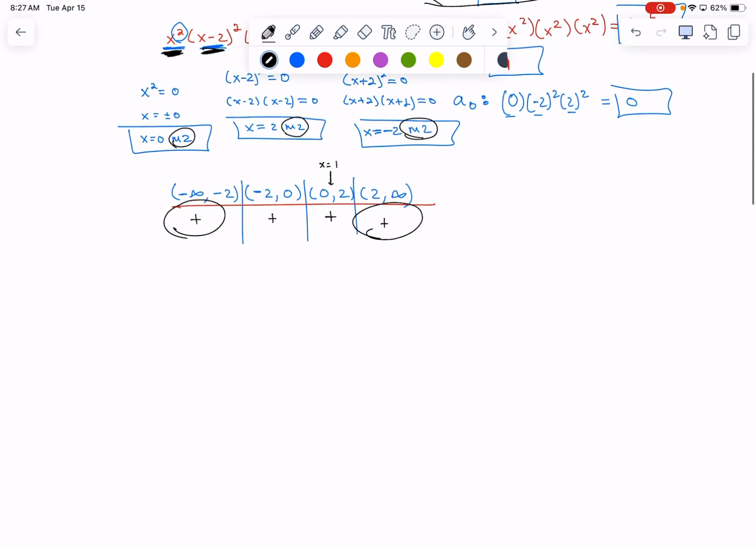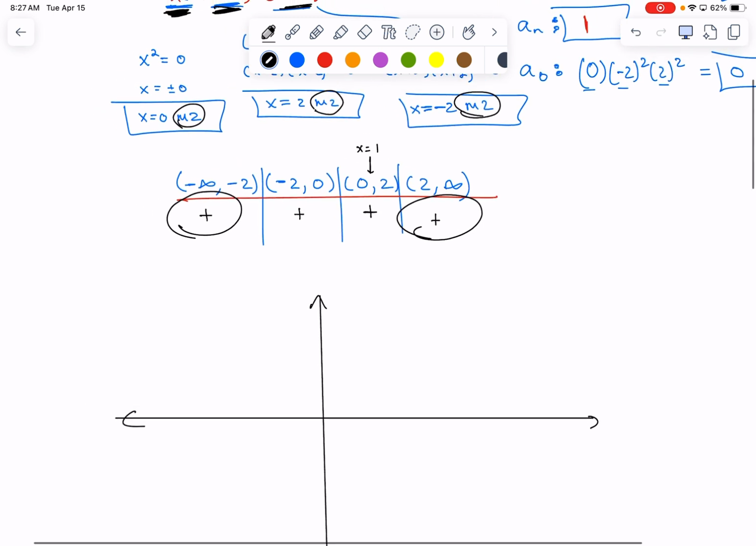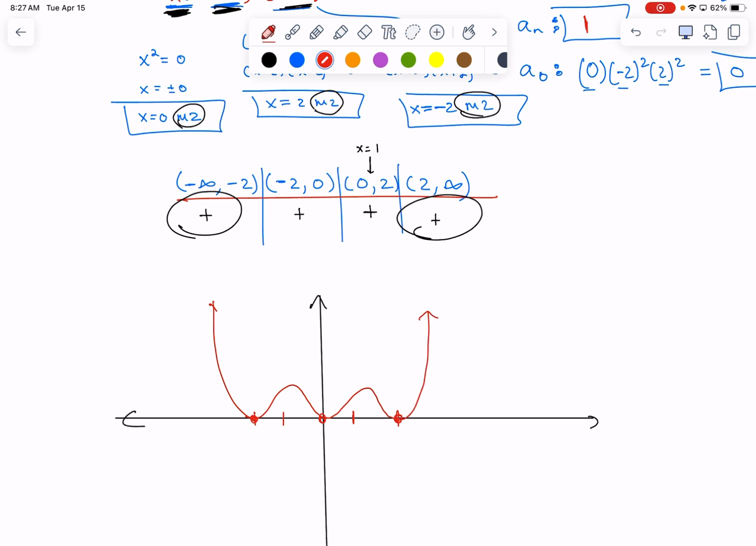Rough sketch, here we go. Rough sketch would be, ready? It crosses at 2 and negative 2. And it crosses at 0. And what's it going to do at every one of these? Bounce, bounce, bounce. There you go.